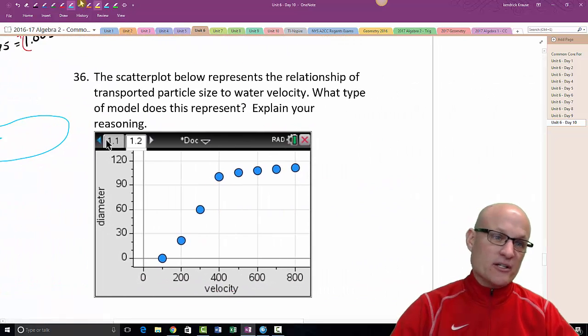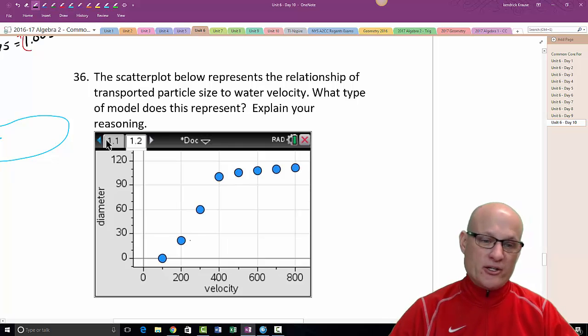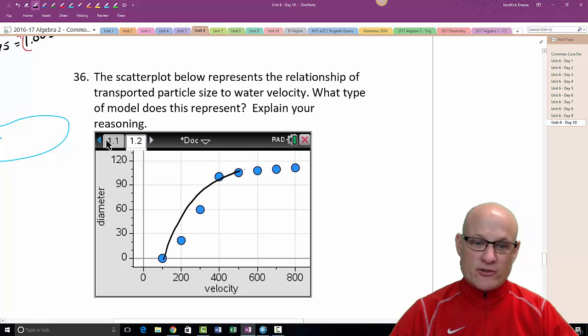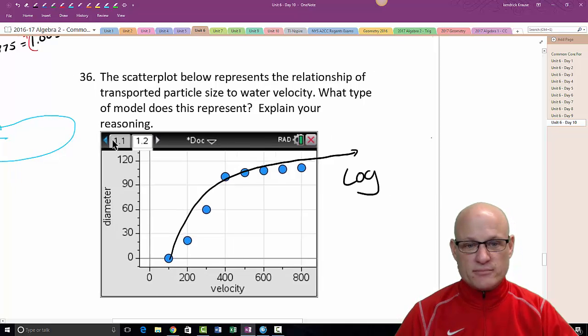This one's just as silly. What kind of a regression are we going to use? Well, you'll notice it sort of looks like this, and we should be using logarithmic. Pretty easy there.